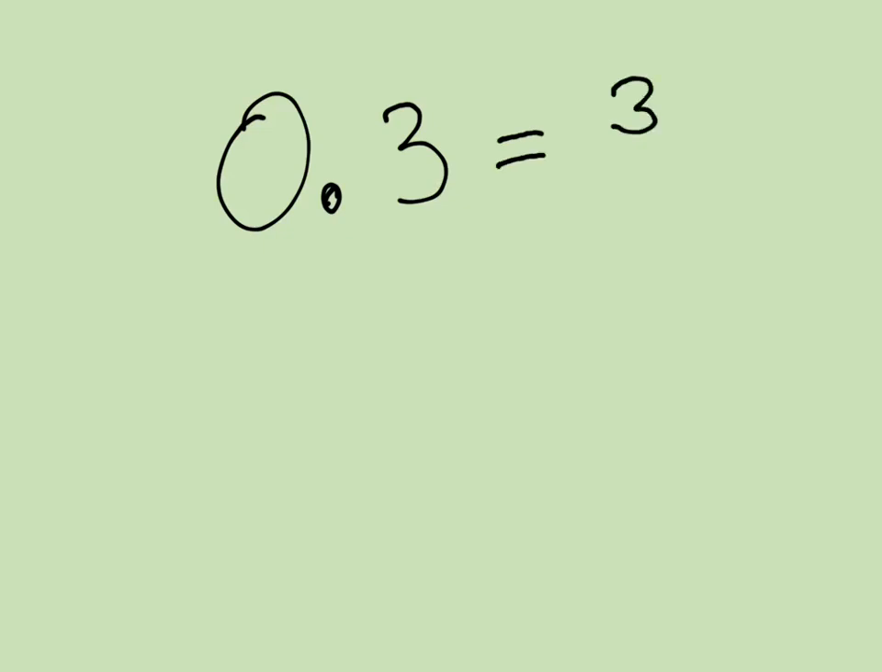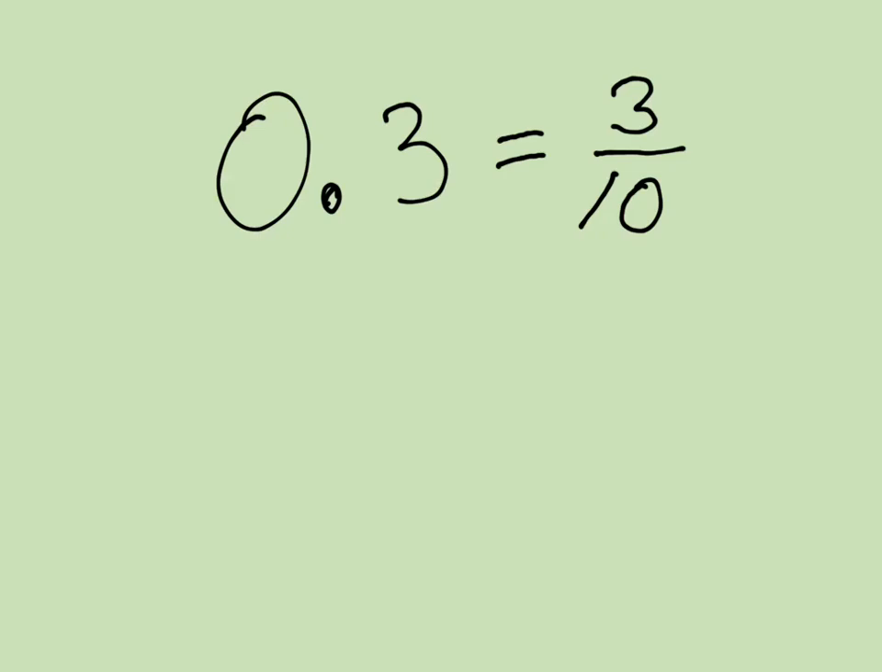So if I have a decimal, say 0.3, and I want to write that as its fraction, then I just need to write its formal name, and that formal name is 3/10. We know that that's 3/10. That's the name of that, and so we just write it as 3/10. And then if we need to, we simplify it.